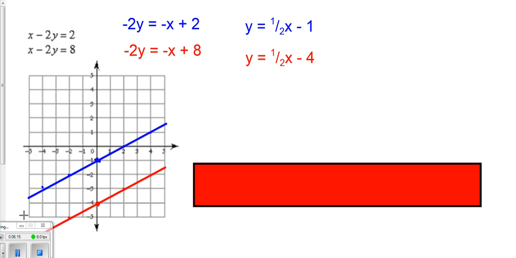Notice these two lines are parallel. They are never going to cross each other. So in this case we would say because of that there are no solutions. We know that because these are parallel lines, they will never ever cross. And the solution to a system is where they cross. These don't, so there's no solution.